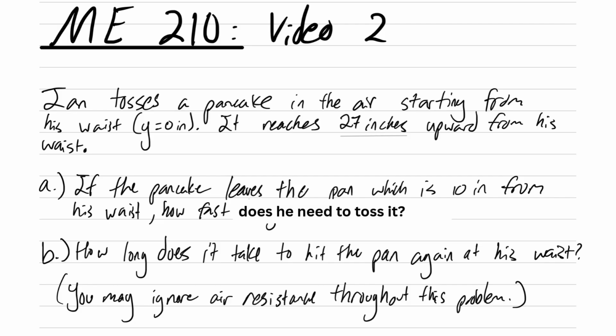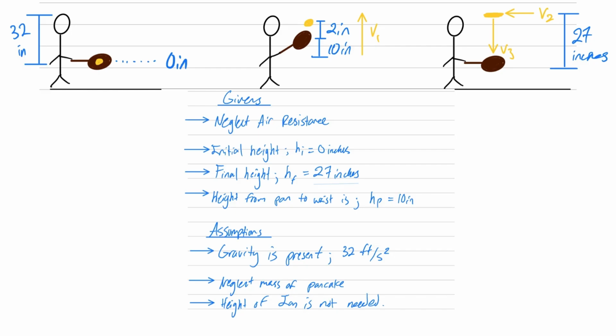We're looking for time and we're looking for velocity. Here are my diagrams. I have 32 inches of the entire body from the waist, starting at 0 inches. Then I have the velocity 1 going up, then 10 inches from the waist to the pan, and a little extra 2 inch nudge from the pan to the pancake. And then finally, the velocity 2, which is at its final height at 27 inches, and the velocity 3 coming back down.